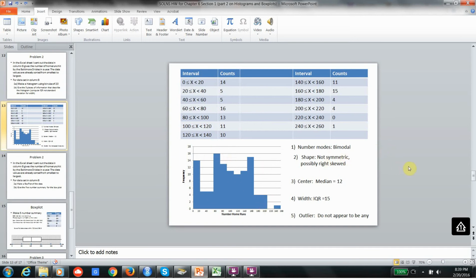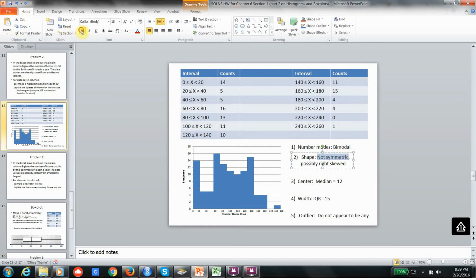What is the shape? Well, the shape's not anything that's easy to describe. The most important thing is that it's not symmetric. That's important. We always say whether it's symmetric or not. It's probably right skewed, but it's a little hard to say. We can't really say this with any strong degree of certainty. The most we can really say is that it's not symmetric.